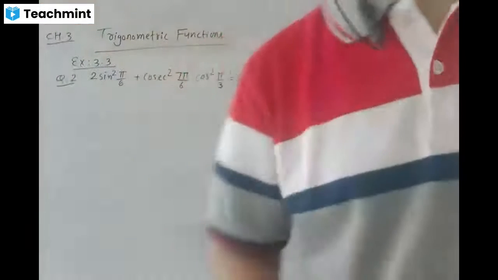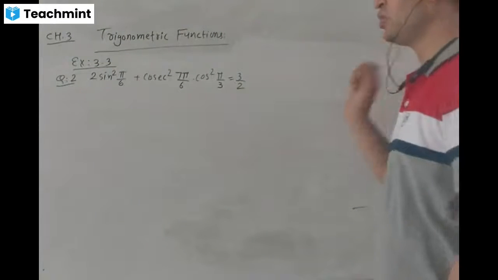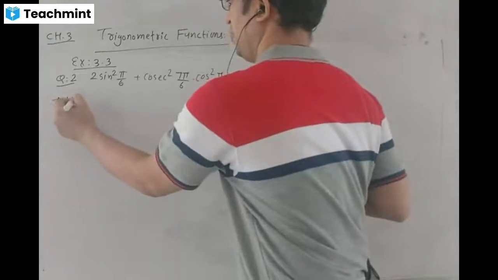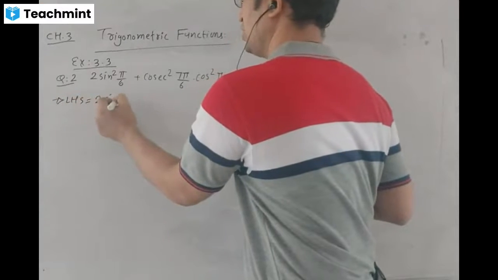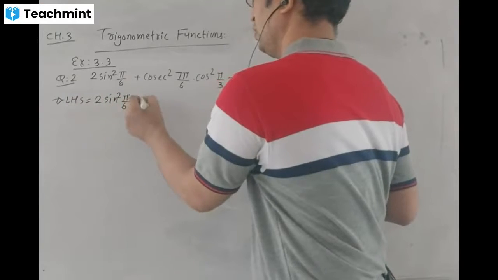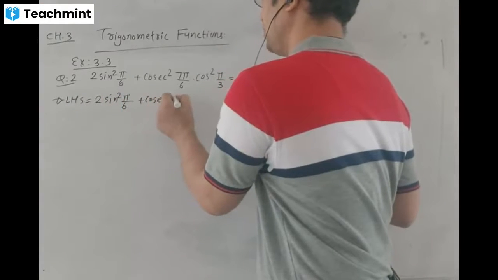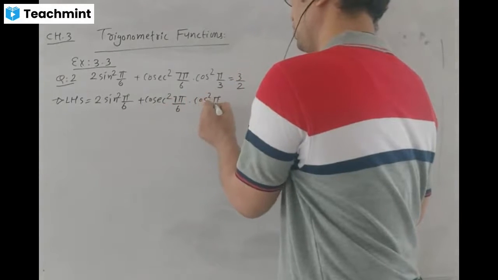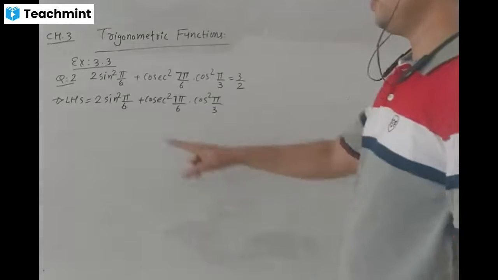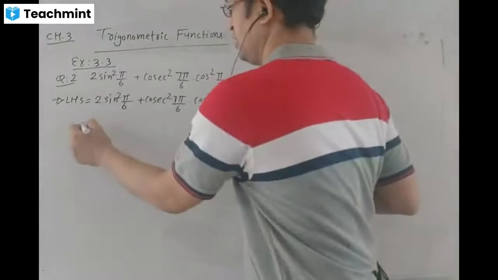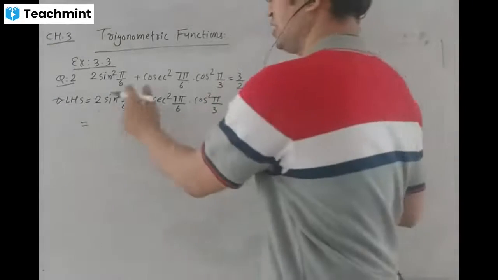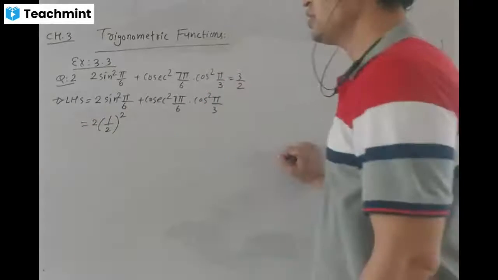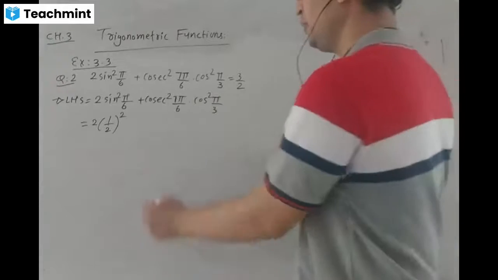Okay. 3.3, question number 2. So first we write the left hand side. Left hand side is equal to 2 sine square pi by 6 plus cosec square 7 pi by 6 into cos square pi by 3. What is the value of sine pi by 6? Sine pi by 6 is sine 30. Sine square 30, so sine 30 value is 1 by 2 whole square.